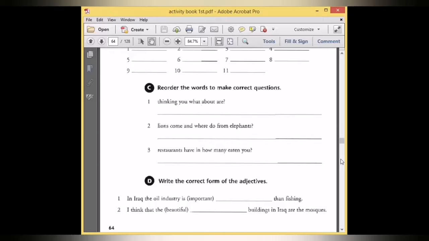Come on, do not sleep, please. Let's see who is first to answer this. Who will be first? Who can do it first?